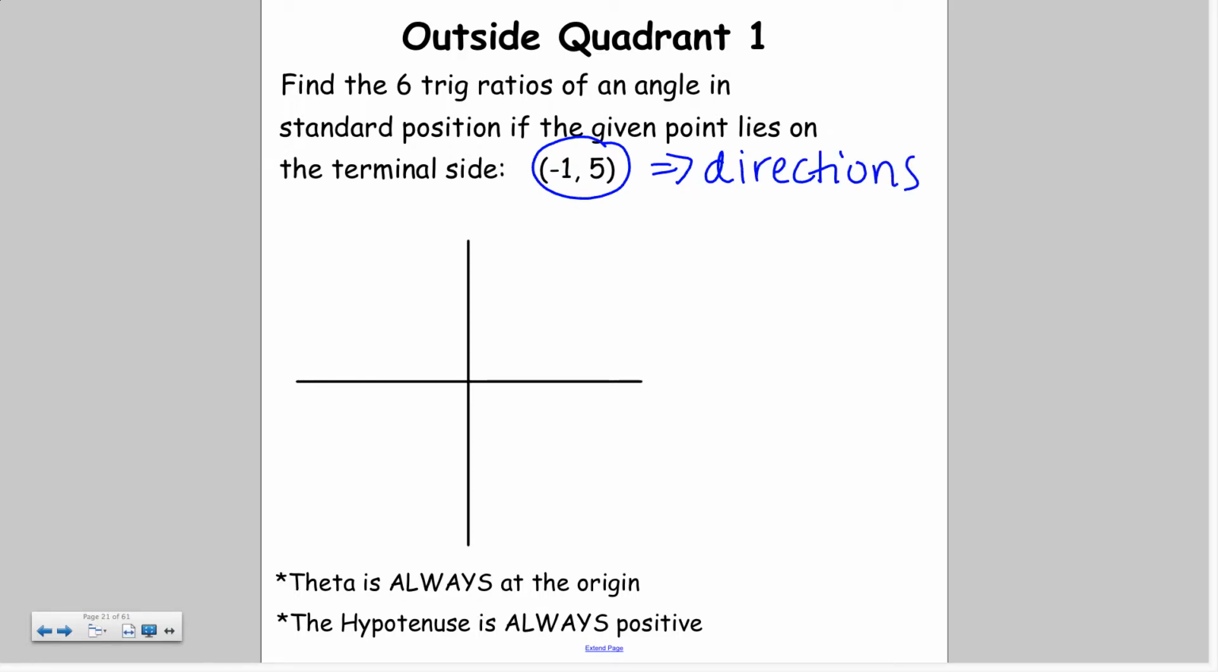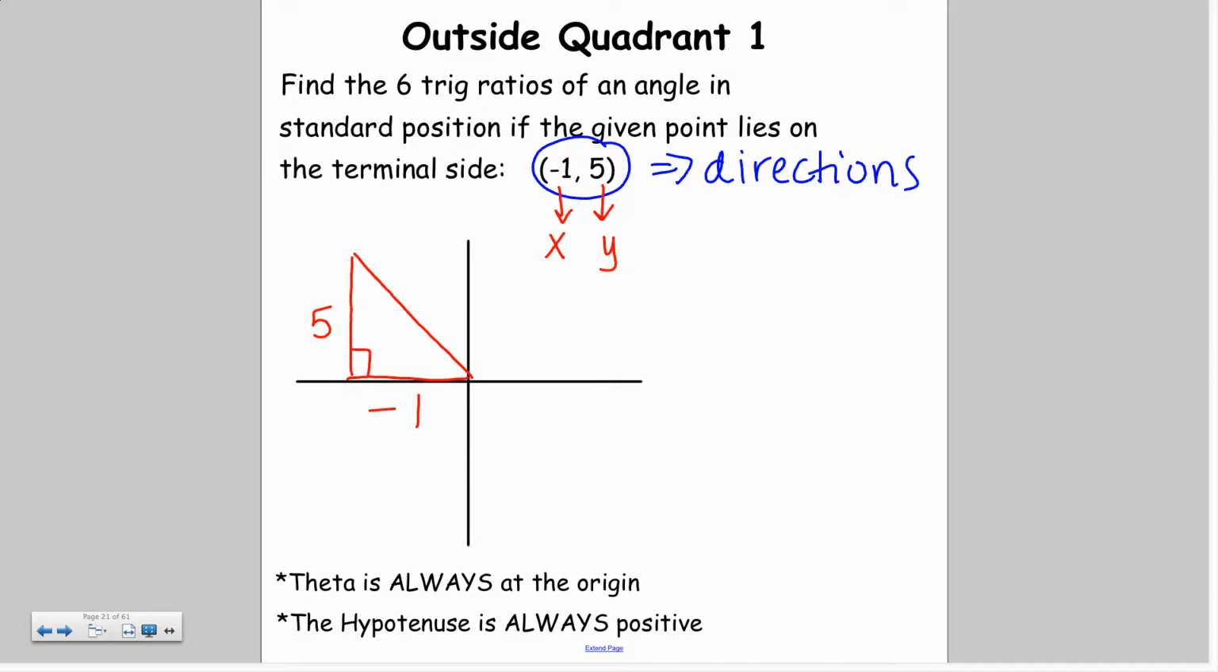Remember, when you graph or find ordered pairs, the x value tells you either left or right, and the y value tells you either up or down. So -1 is our x, 5 is y. Because the x value is negative, we're going to go to the left. The y value is positive, so we're going to go up. Alright, so there's our right triangle.